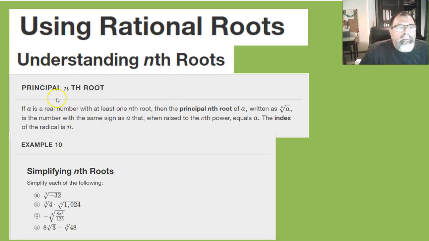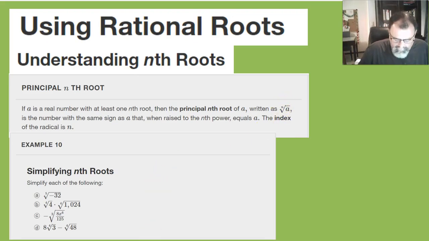Understanding nth roots. The principal nth root. If a is a real number with at least one nth root, then the principal nth root of a, written with the radical sign and this little n in here, which we call the index, is the number with the same sign as a that when raised to the nth power equals a. The index of the radical is n. So n is the index.